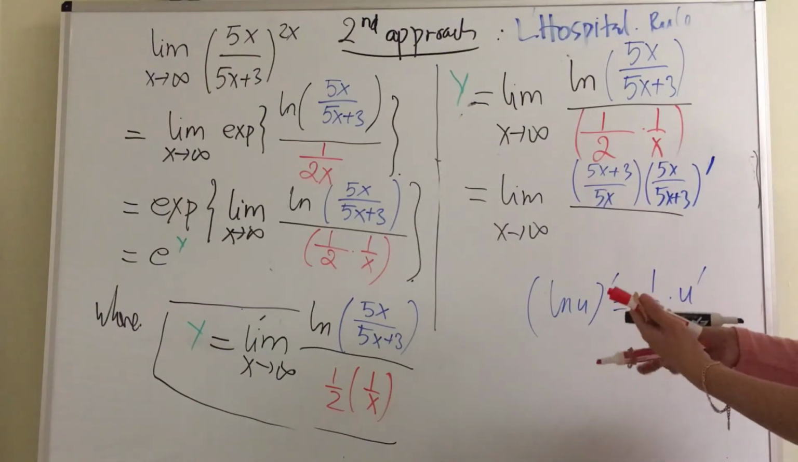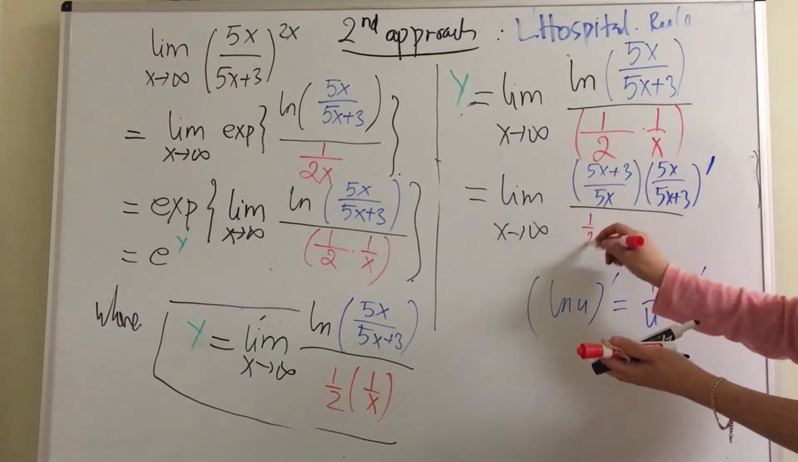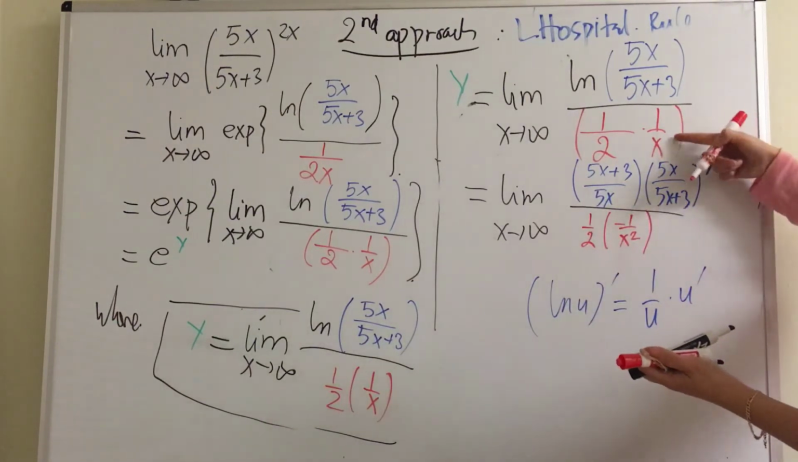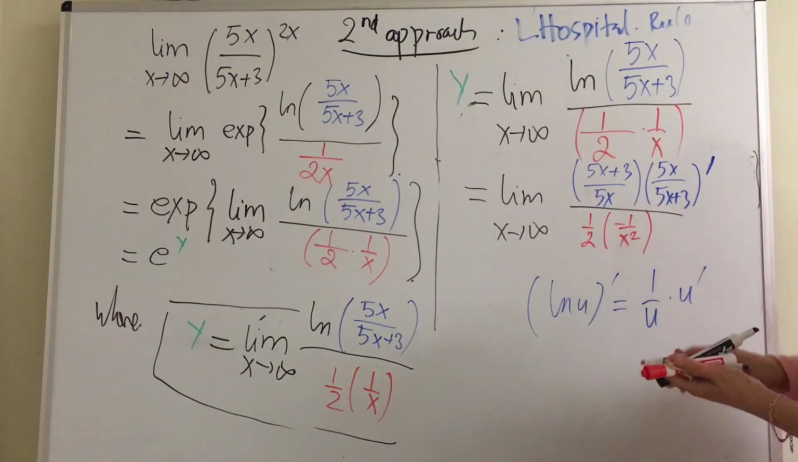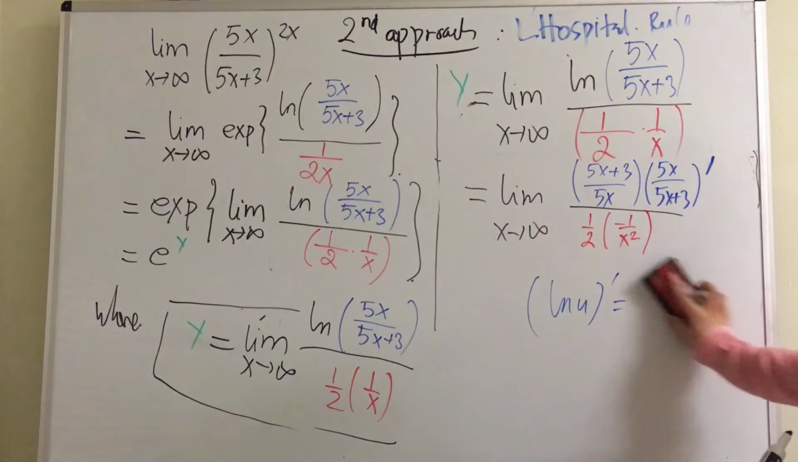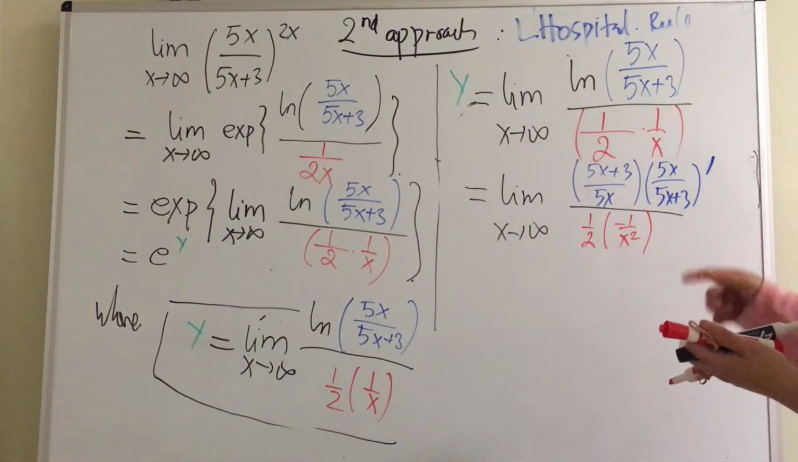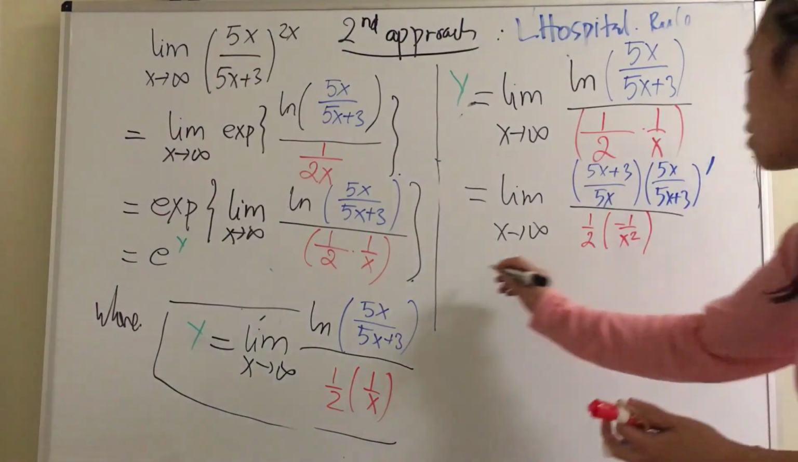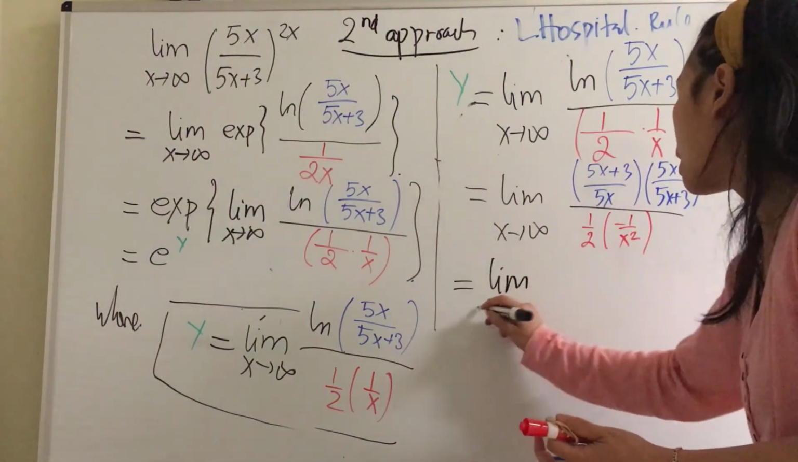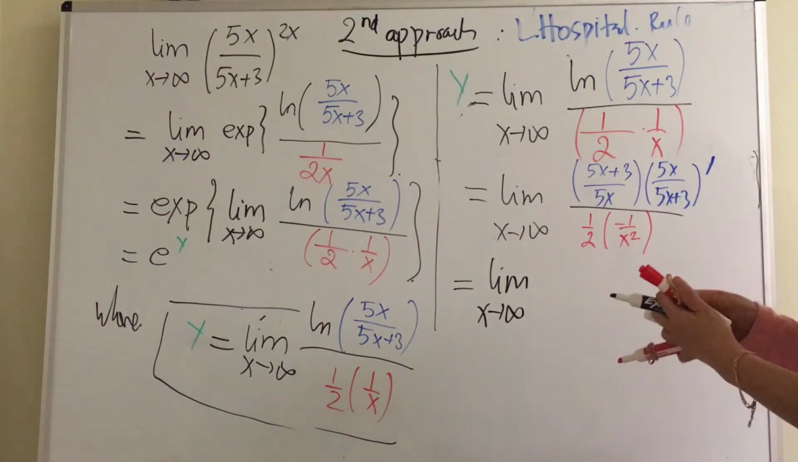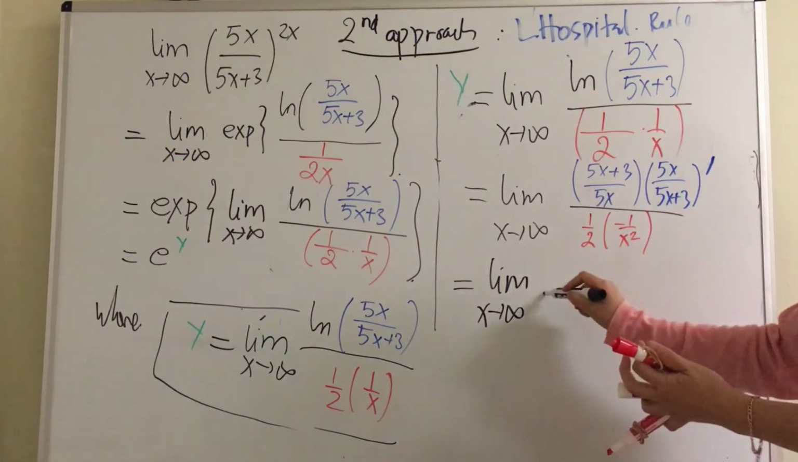And the bottom here, when you find the derivative, you have 1/2 times what? Negative 1 over x squared. You see that? Because the derivative of 1 over x is negative 1 over x squared. Now we have to deal with the derivative of this quotient, this rational function. So this is equal to the limit as x approaches infinity of, I'm going to use the quotient rule.